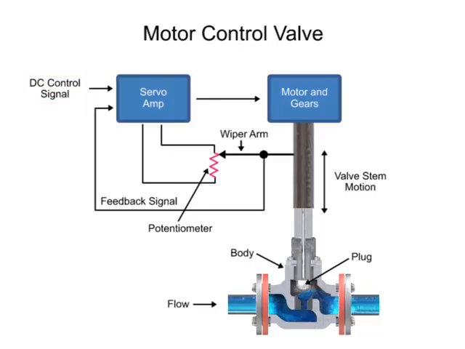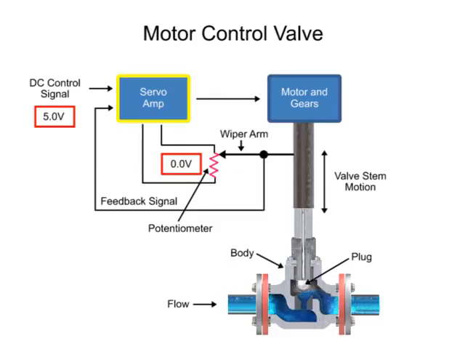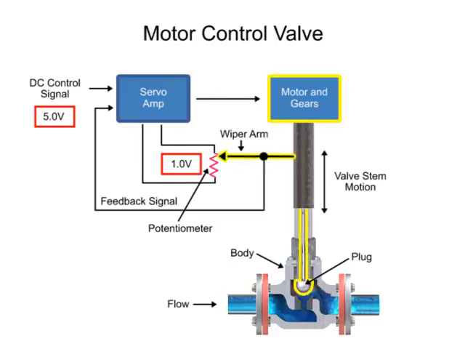Feedback is achieved with a wiper arm attached to the valve stem that sends a signal back to the servo amplifier where the position is monitored. The servo amplifier drives the motor until the control signal is equal to the feedback signal.